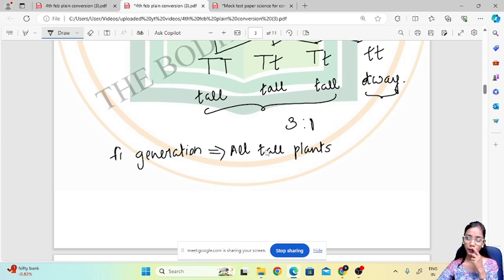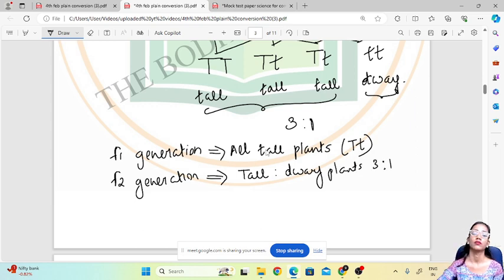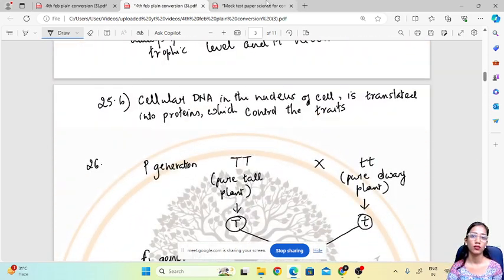Okay, and the thing is T, T. Then in the F2 generation, you have to say that the tall to dwarf ratio of plants is 3:1. Okay, so this is how you answer this question.